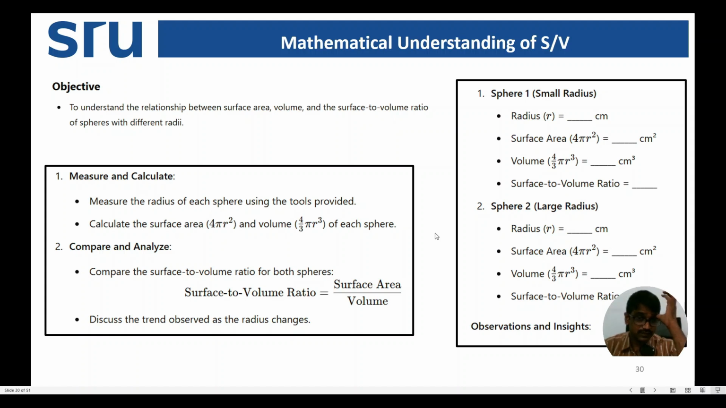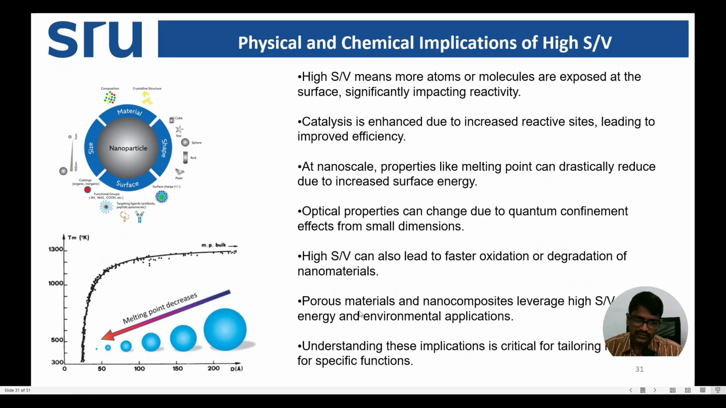Here you can see, if you take a radius of 1 centimeter and a radius of 2 centimeters and find the surface to volume ratio, obviously the smaller radius will have the higher surface to volume ratio. And also, how will the physical and chemical properties change? What information do you get from this?